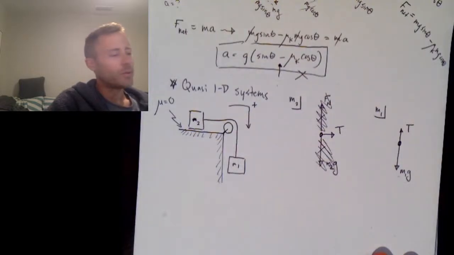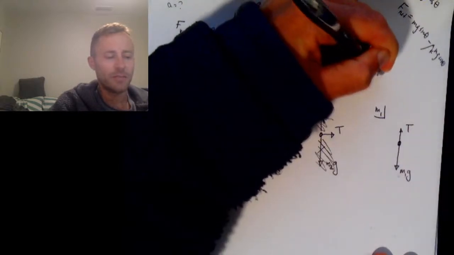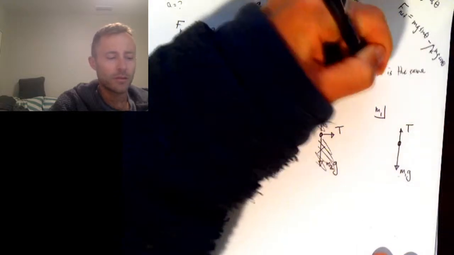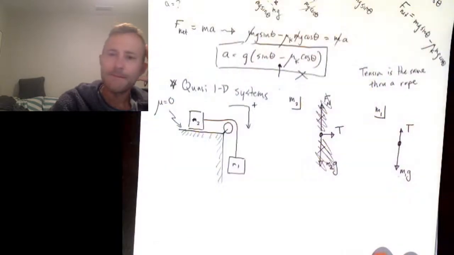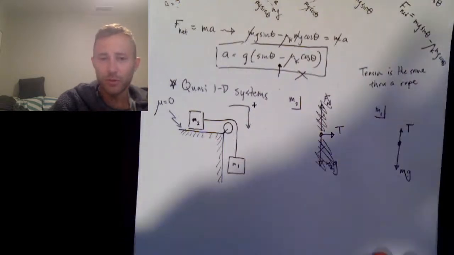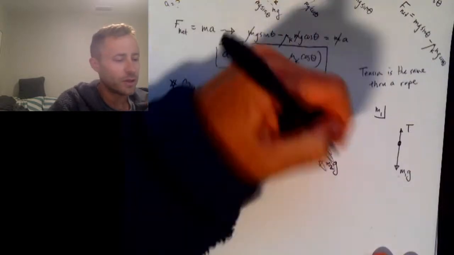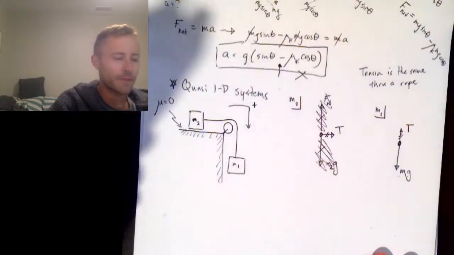Furthermore, one of the things I taught you is that the tension is the same throughout a rope. Okay? So as long as it's the same rope. If you have two different ropes, then you can have two different tensions. But if it's the same rope, it's the same tension. So these two tensions have the same size.